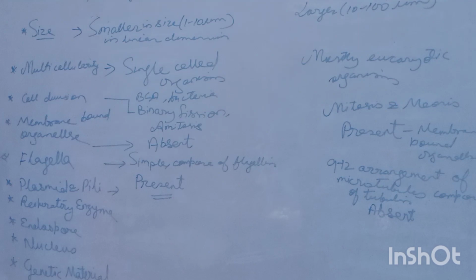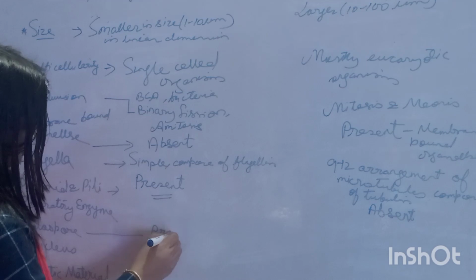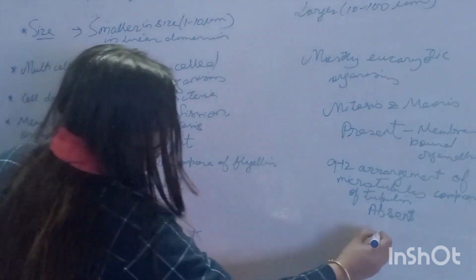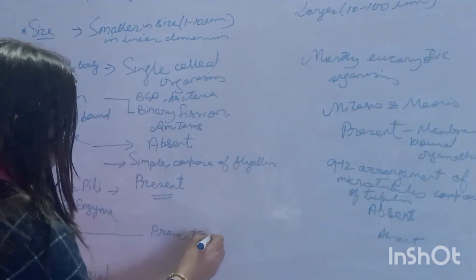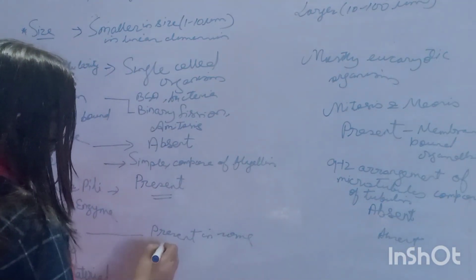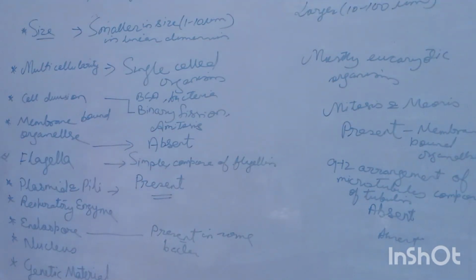Now come to the endospore. So what about the endospore? It is found in some bacteria, but it is absent in eukaryotic cell. Endospore is present in some bacteria. When they want to form a cyst or a lithic layer around the body to cover it for protection or to wait for a favorable condition, then endospore formation takes place.